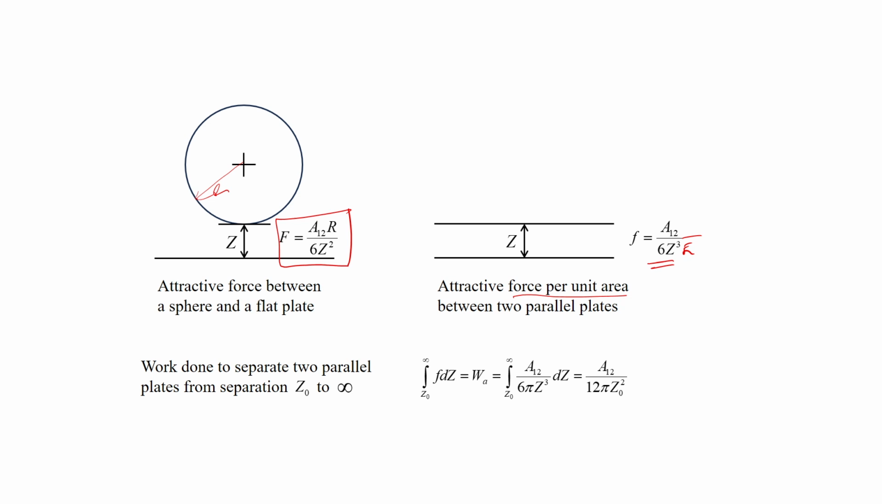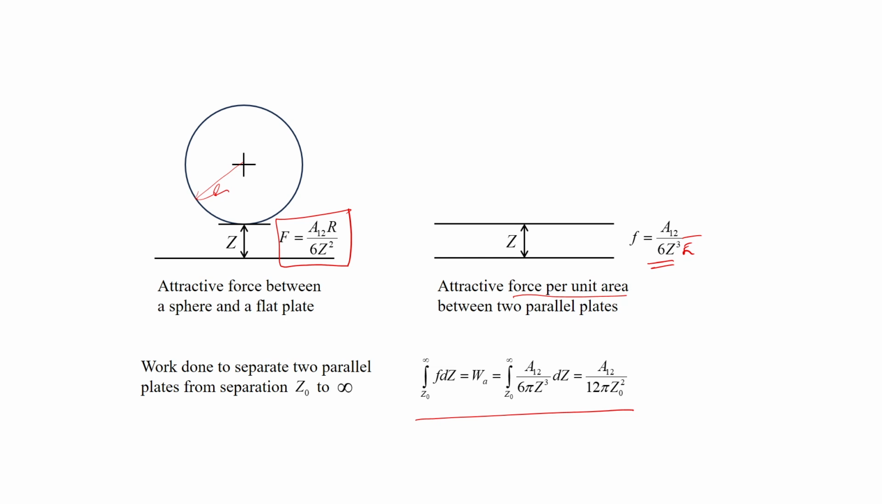Now you can find out the total energy required to separate these two surfaces from that equilibrium distance z0 to infinity. That is the energy required to separate these two surfaces. When we say that two surfaces are adhered in contact, basically they have a gap between them equal to z0, and now we want to separate them. So z goes from z0 to infinity. The energy spent in doing that is this quantity per unit area, A12 by 12 pi z0 square.